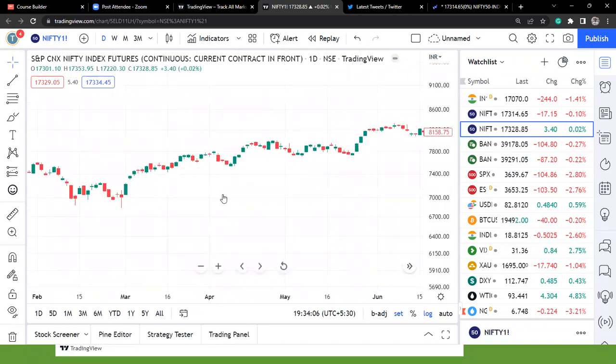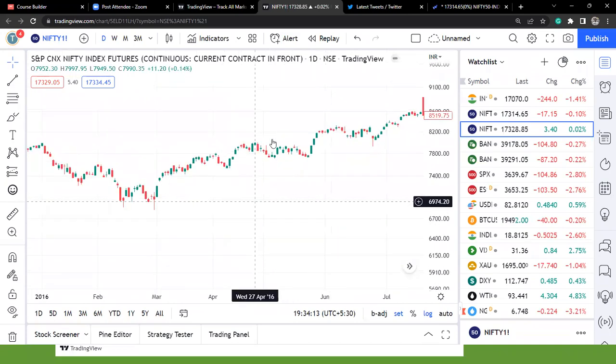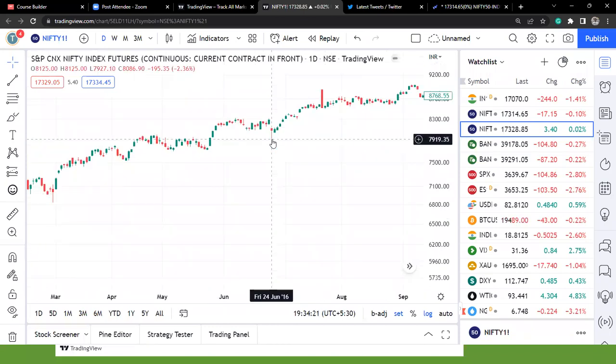So this is a budget day. I think back then Mr. Arun Jaitley was the finance minister. And then we have this day, 24th of June 2016. Price was opening with almost 200-300 points gap down. Again, another 180 points. Nifty is going down. First 1 hour is a nightmare.